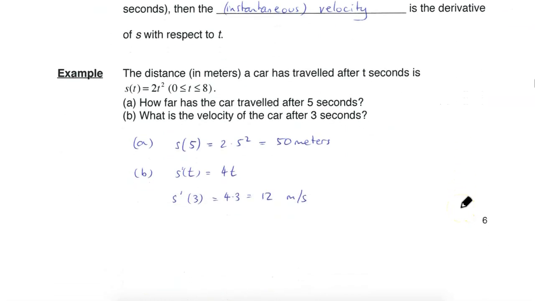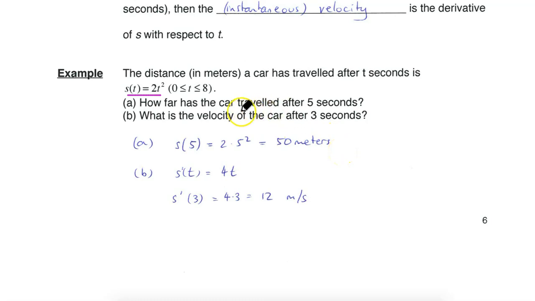So, quick little example. The distance a car has traveled after t seconds is given by the simple function here. S of t is 2t squared, and this is true for t's between 0 and 8 seconds. So how far has the car traveled? This is just the distance the car has traveled, so it is simply function s, s of t. So you just plug in 5, so 2 times 5 squared equals 50, and it's 50 meters.